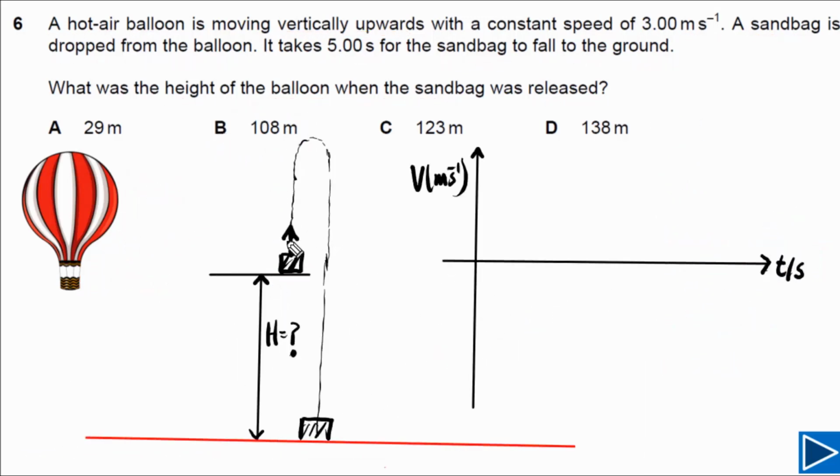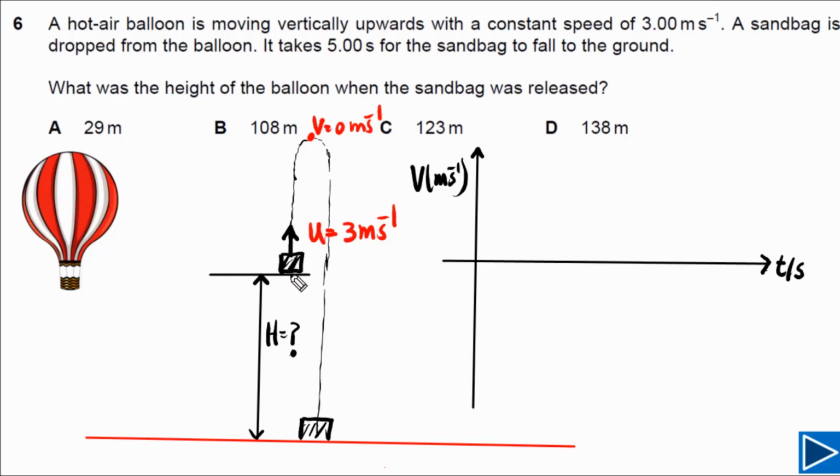As we have already discussed the motion of this sandbag, now we will use a velocity-time graph to find the vertical displacement. We have discussed that its initial speed is equal to 3 meters per second, so we can write that down here, and the speed of the sandbag at the maximum height will be equal to 0 meters per second, which we can write down at this point.